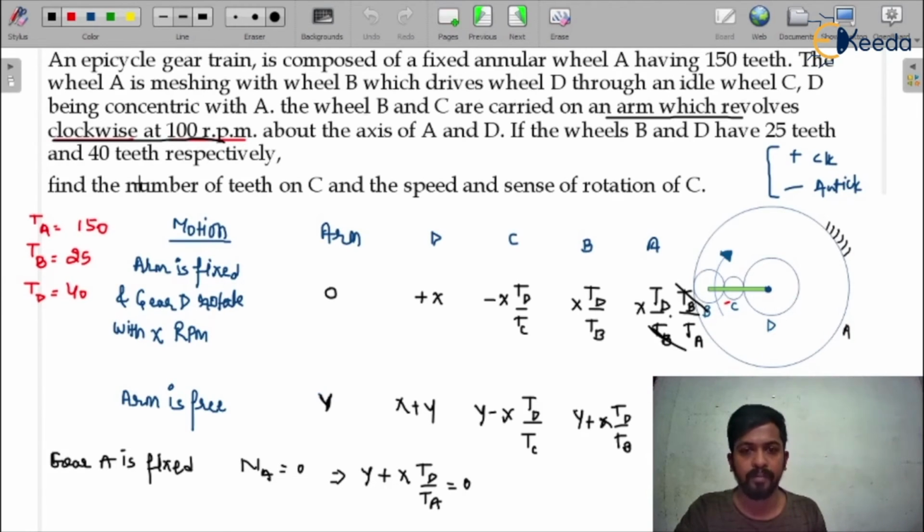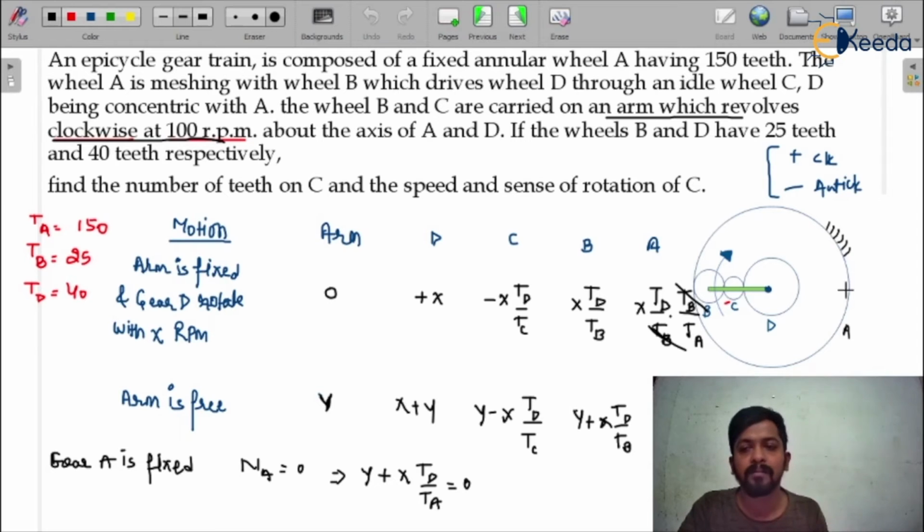Okay. Now what we have to calculate? We have to calculate the number of teeth on C, the speed of C, and the sense of rotation of C. The speed of C is y minus x td upon tc. We have the y value, we have the x value, we have td, but we do not have the value of tc. How can we calculate the number of teeth on C? First we have to calculate that, then we are able to solve for the speed of C, because here there is a term TC. So first we need to determine the number of teeth.